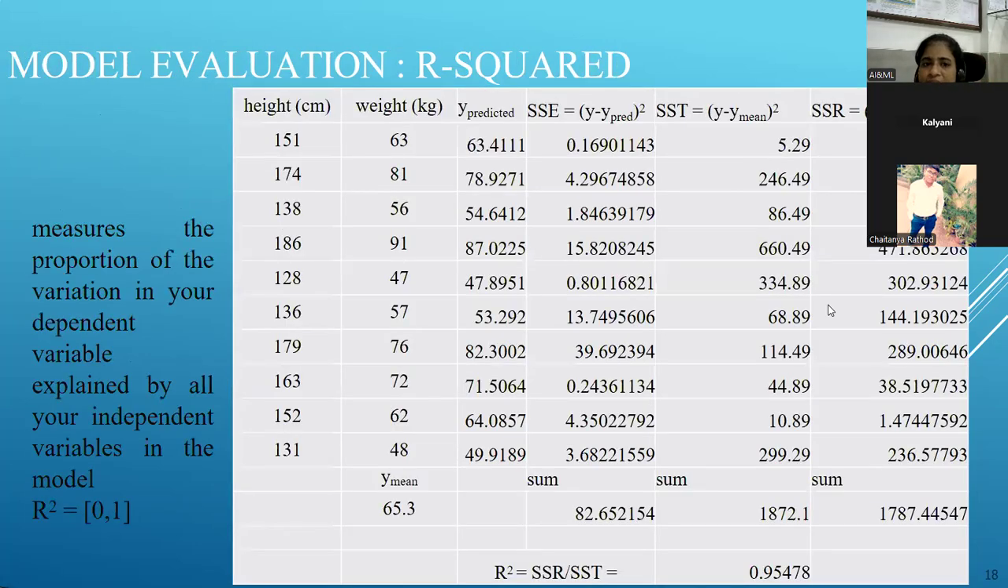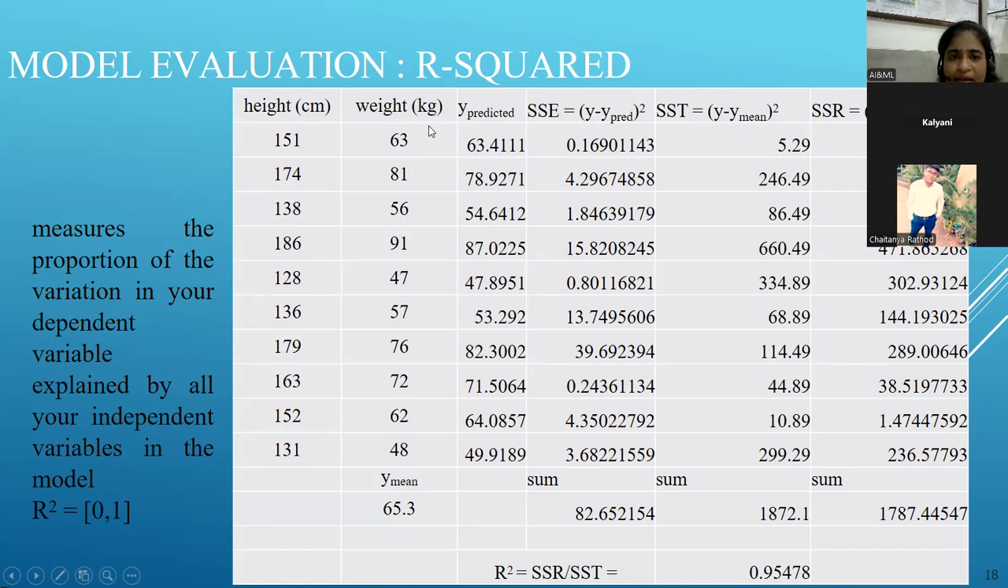So again, on the same data, we have computed capital R square. How did we compute it? We were given height and weight, and when we found B1 and B0, the line equation came. So when I put these height values in that line equation, I get the corresponding predicted value. So the actual weight value is 63 for height 151, and the predicted value is 63.41. Okay? Now I know these formulas SSE, SST and SSR.